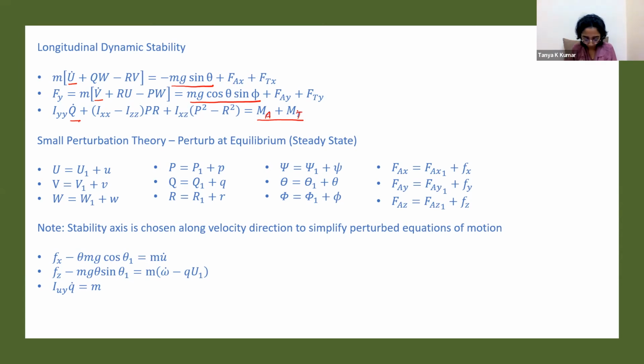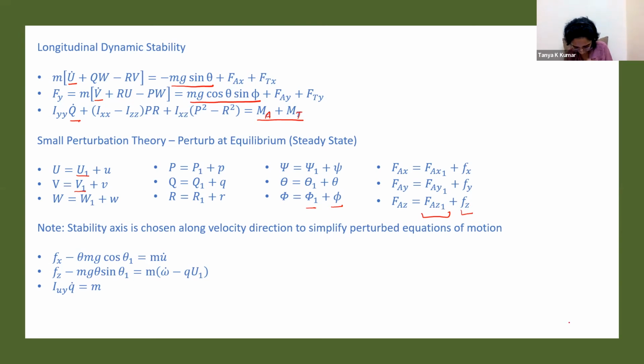So what are the terms that we perturb? We perturb u, v, w. u1 is the velocity component in the x direction at steady state, v1 is the velocity component in the y direction at steady state, and similarly w1 in the z direction at steady state. All of these terms with the subscript 1 are measured at steady state. Similarly, you have the Euler angles measured at steady state, and these are the perturbing terms. You have Fx, Fax, Fay, and Faz: these are the ones measured at steady state, and these are the perturbing terms.